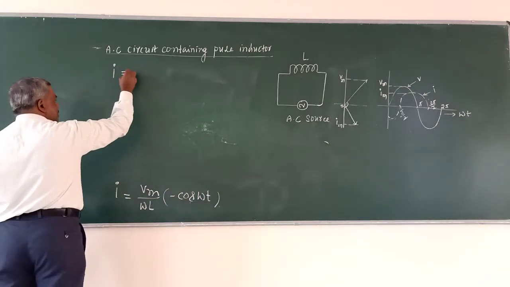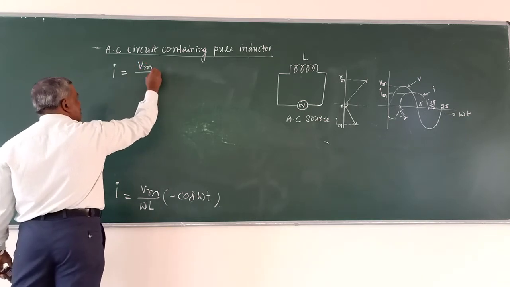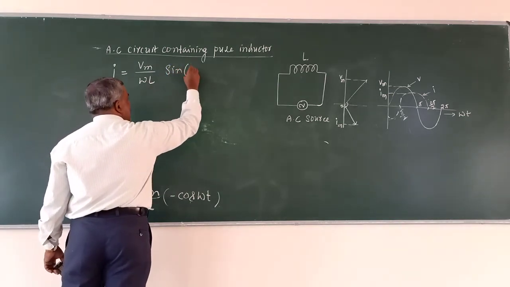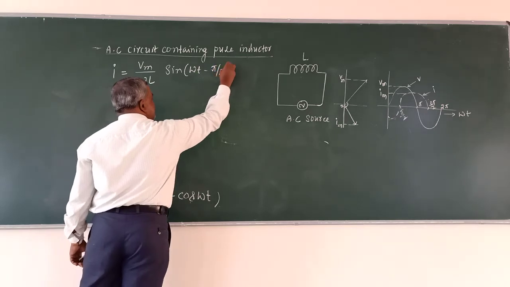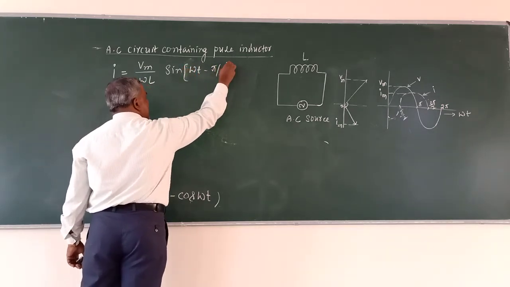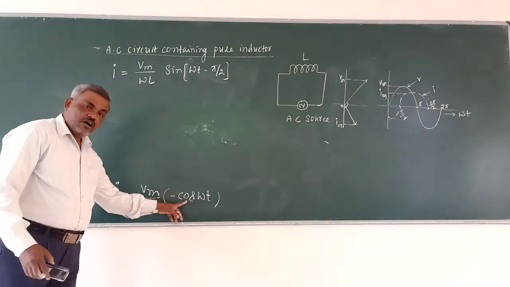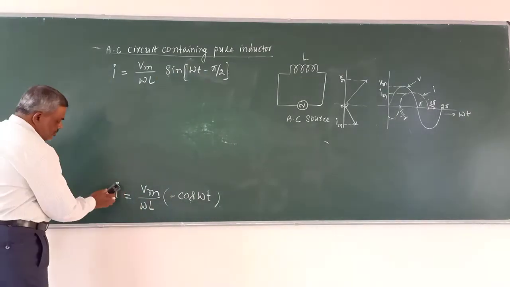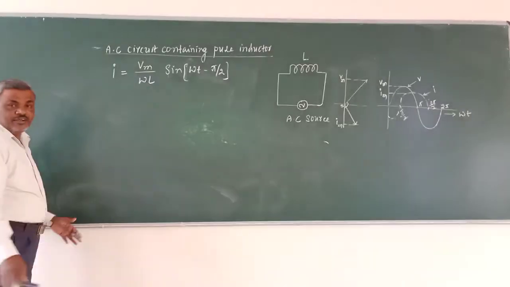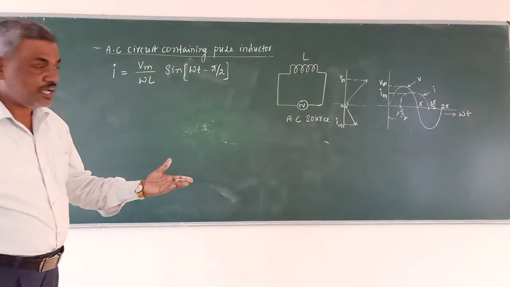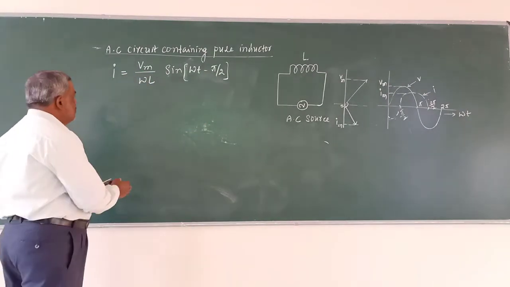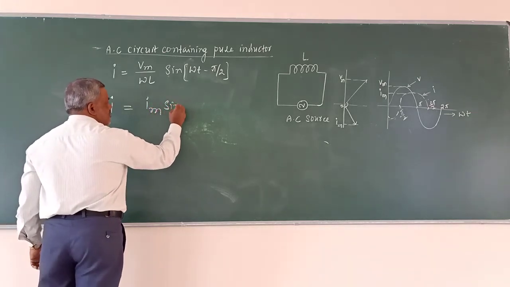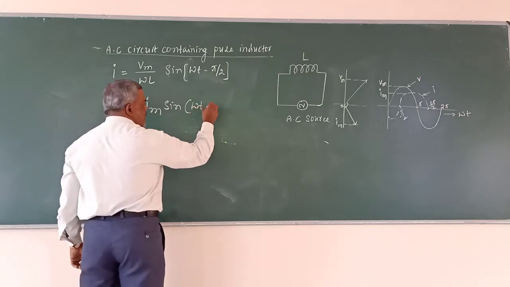So I equals Vm by omega L sin omega t minus pi by 2. This equation shows that current lags the voltage, or voltage leads the current, by an angle of pi by 2. Therefore I equal to Im sin omega t minus pi by 2.